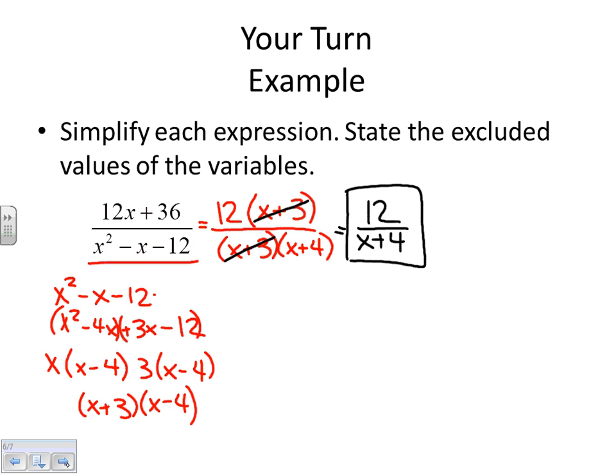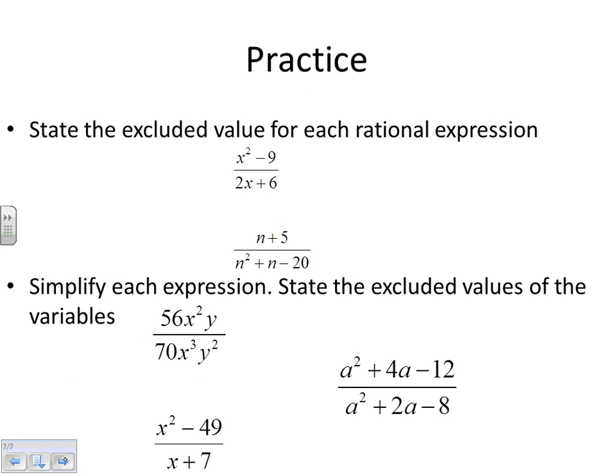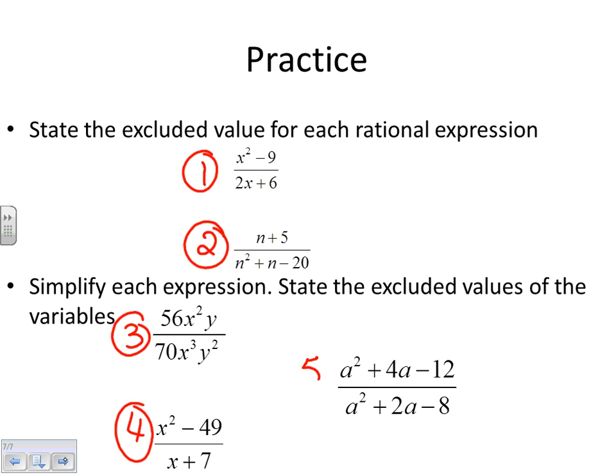Also we need our excluded values, so we set the denominator equal to 0. x equals negative 3 and 4. So x cannot equal negative 3 and 4. And that's the whole lesson. That's it, guys. I want you to do these practice problems. There are 5 practice problems for you. Good luck.